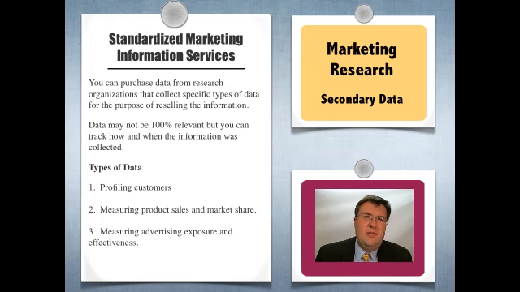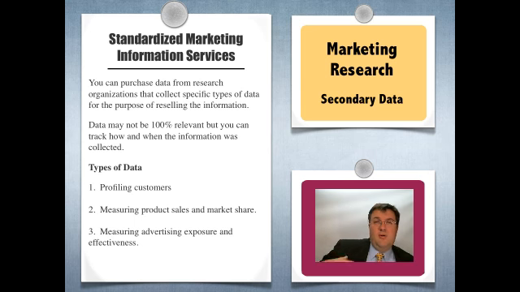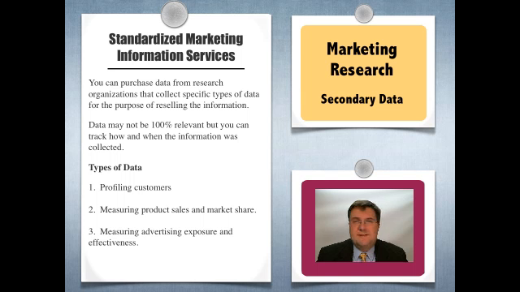And so another way that we can get secondary data is by purchasing it. And so there's different what we call standardized marketing information services out there. And what these companies are doing is they're collecting research for the sole purpose of reselling it. And so a lot of these companies will work in specific industries. And so you might see a study done on the restaurant industry. Well, what you're able to do is you're able to get that specific information.